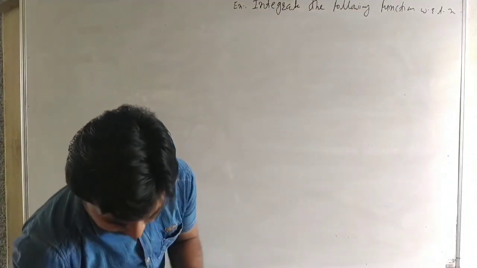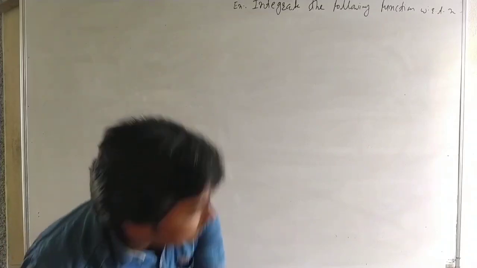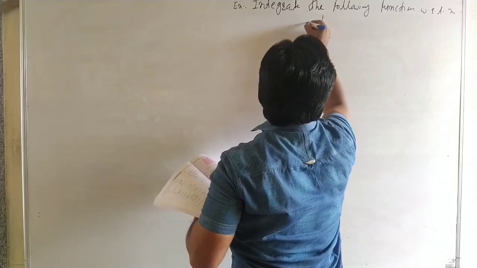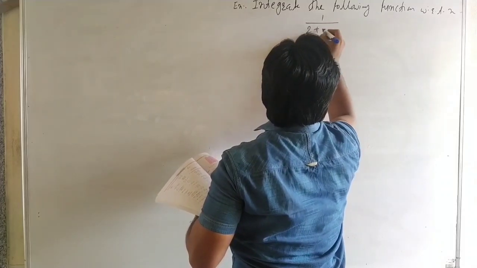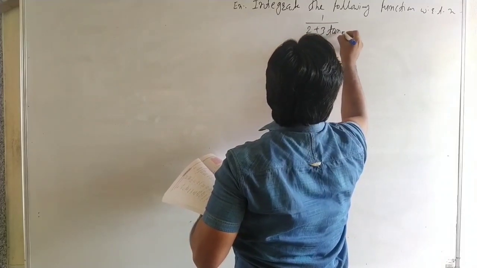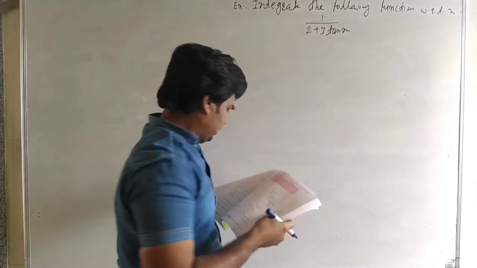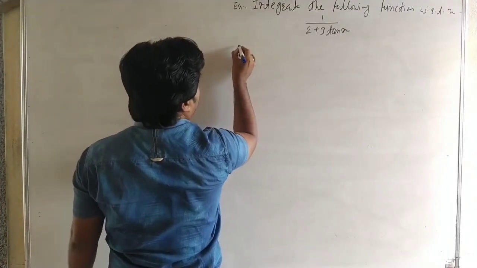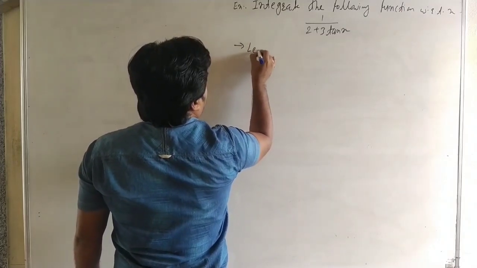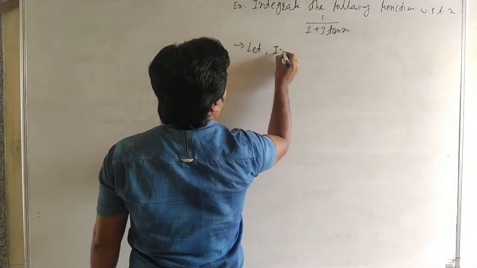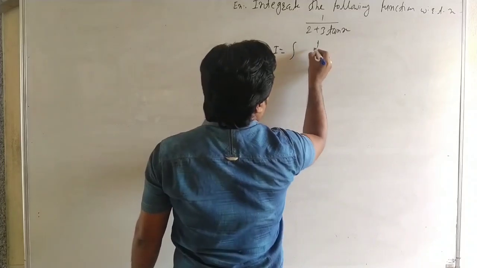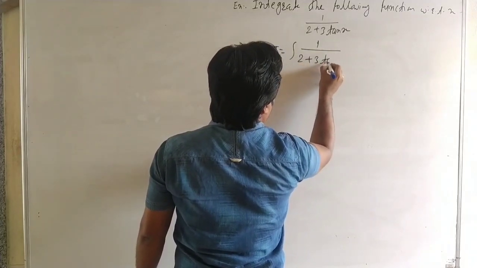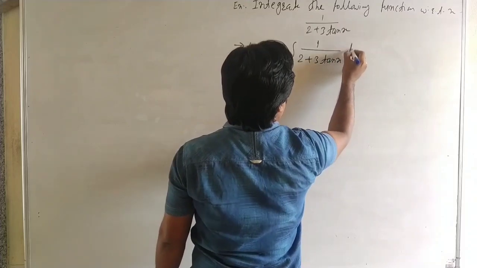Next example is: integrate the following function with respect to x. 1 upon 2 plus 3 tan x. 1 upon 2 plus 3 tan x. Now let I equal the integral of 1 upon 2 plus 3 tan x, see carefully, dx.